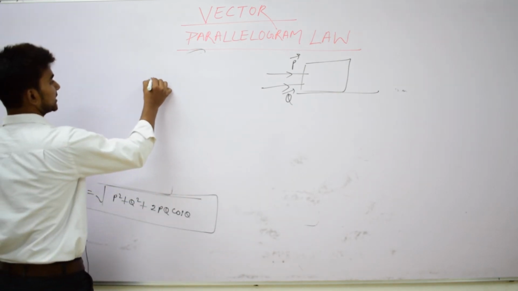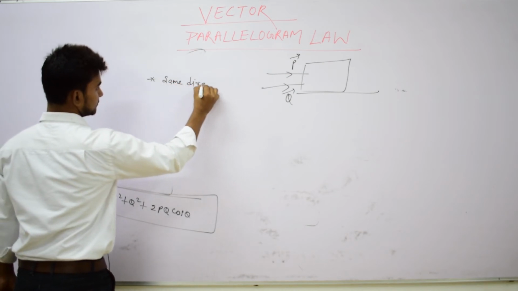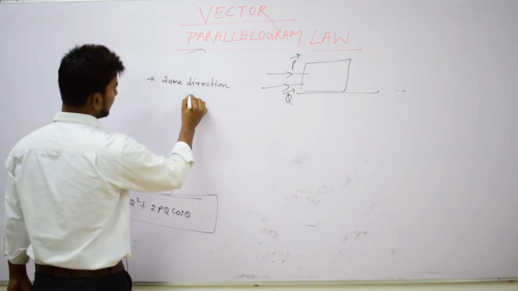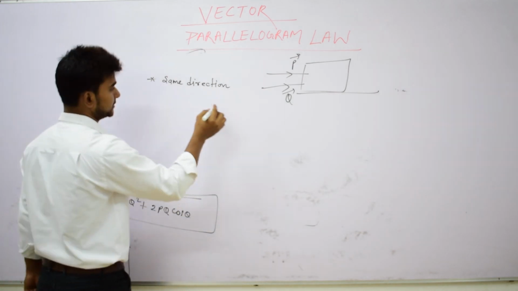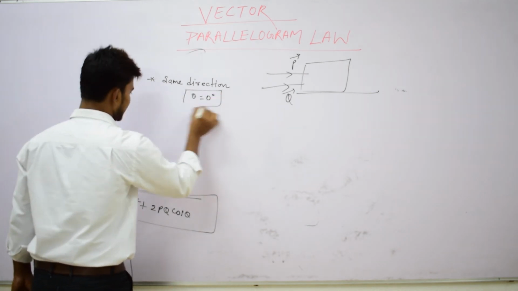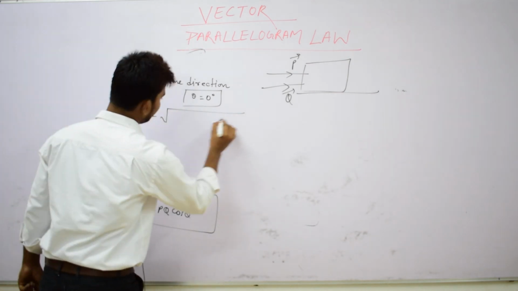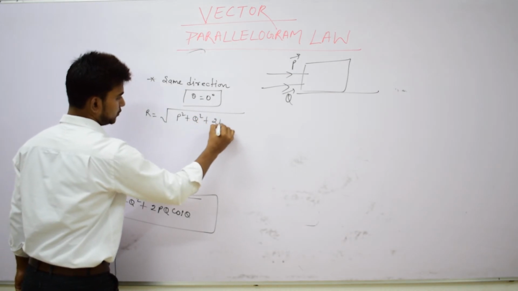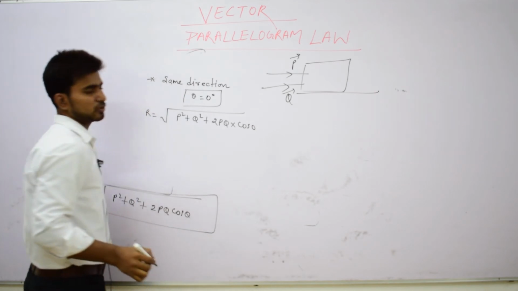So for same direction, same direction means parallel to each other. Okay, theta must be equal to what? 0 degree, and your equation will be modified like R is equal to under root P square plus Q square plus 2PQ cos 0, and cos 0 value is what?